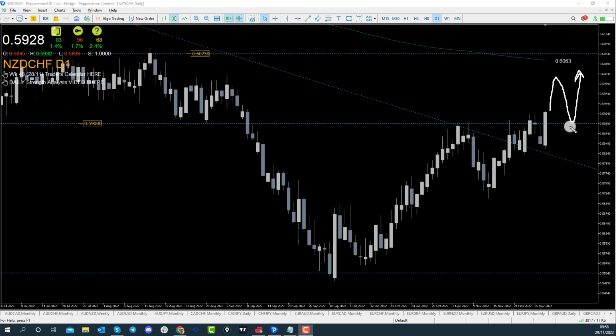Which could allow us to find opportunities to then look for the move back to the upside. So for instance, we could be looking at a trend line support running through here at that point, and then price may have a test here before continuing to the upside.